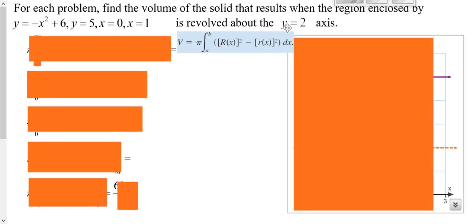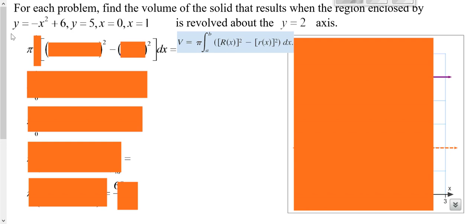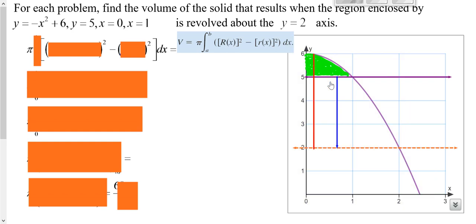Here we have an axis of revolution that's y is equal to 2, which is a horizontal axis of revolution, so we know we're dealing with x's. If we graph this, we have our parabola. We have a horizontal line at a height of 5, vertical line at our y-axis, and a vertical line 1 unit to the right of y-axis. If we graph that, we look at our shaded region.